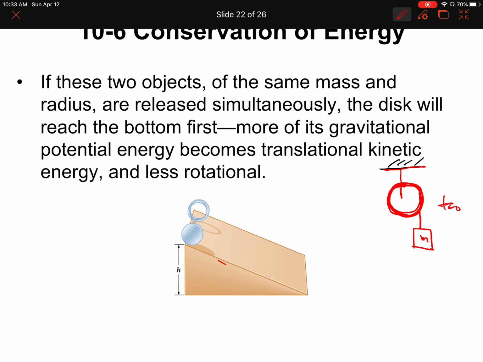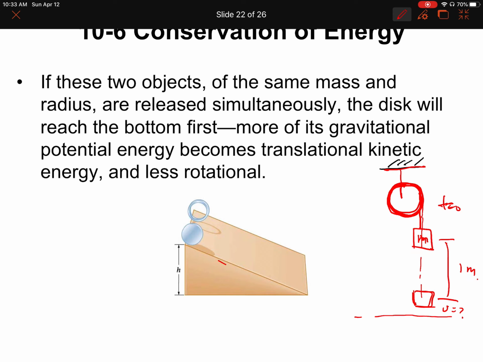We set it up, then we let it go. So what will happen? This mass will move down, right? So this rope will unwind, and this mass goes down. Assume this mass moved down by 1 meter. I want to know what is the velocity of this object when it has moved down by 1 meter.